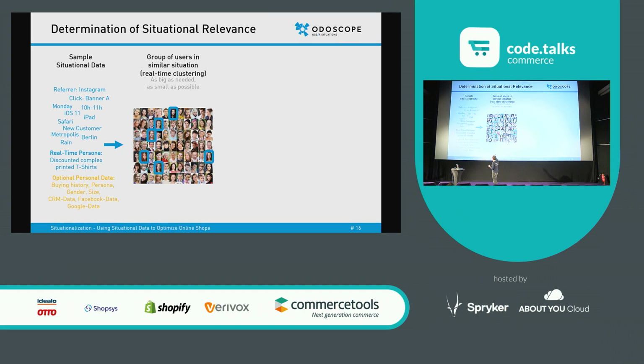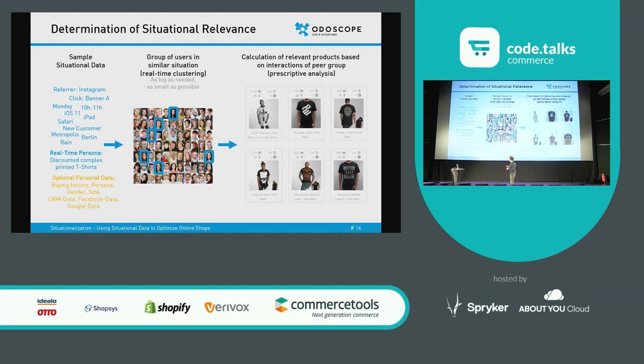And now we have a group of people in the past, or sessions in the past, and we take this information to calculate how they interacted with the products. So we look up these persons, this real-time cluster, and how they interacted with the different products, and this results in a relevance score for all the different T-shirts, for example. So, for example, we see that this group looked at the T-shirt.